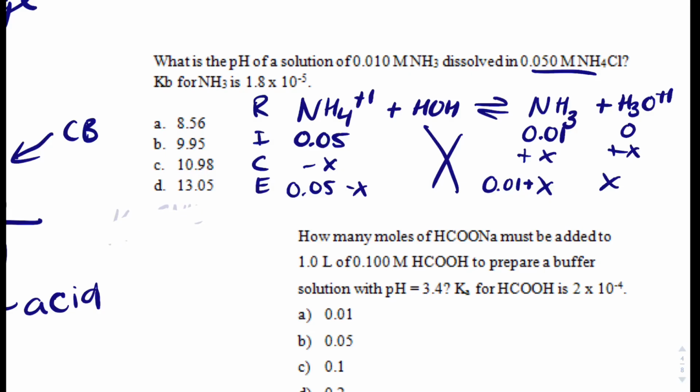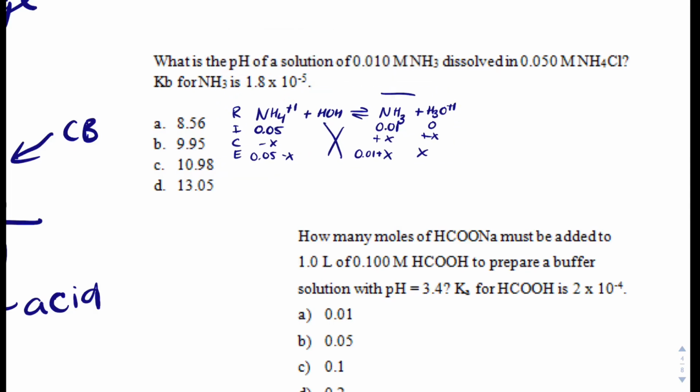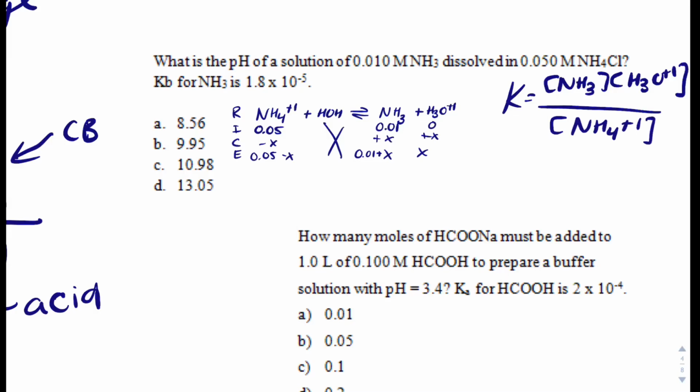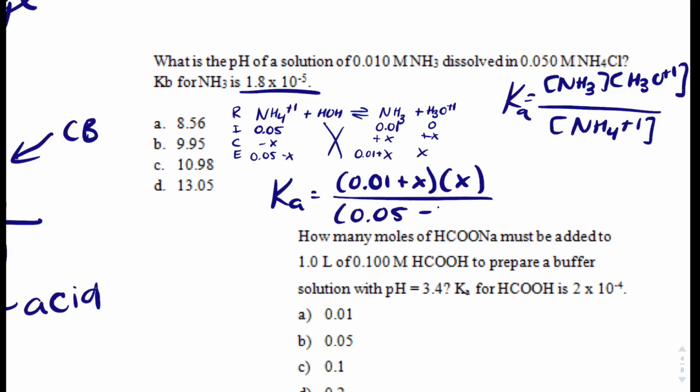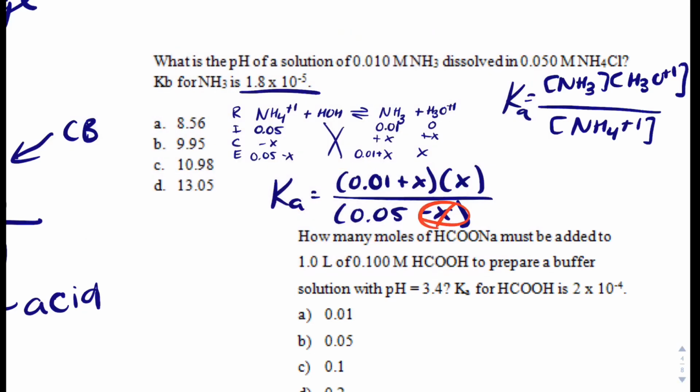Well, actually, I want to move it over here like I did previously. K is equal to NH3 times H3O plus 1 over NH4 plus 1, and that's going to be Ka. I know that because I'm producing hydronium. So my Ka, to figure that out, I'll have to do some math, but my Ka is equal to 0.01 plus X times X divided by 0.05 minus X. And I can get rid of minus X and plus X.